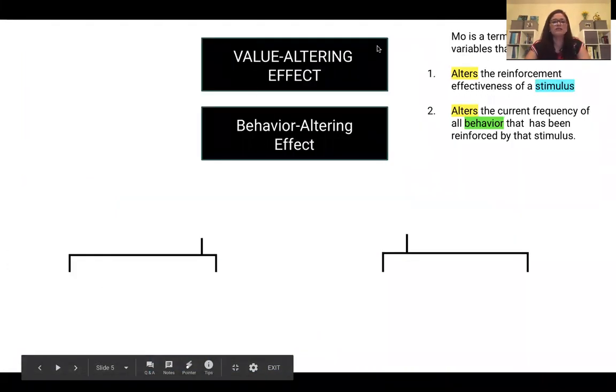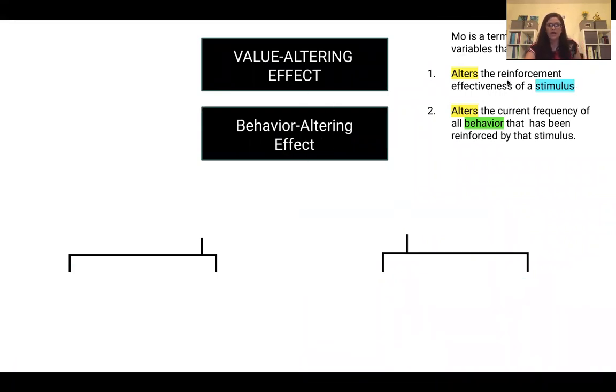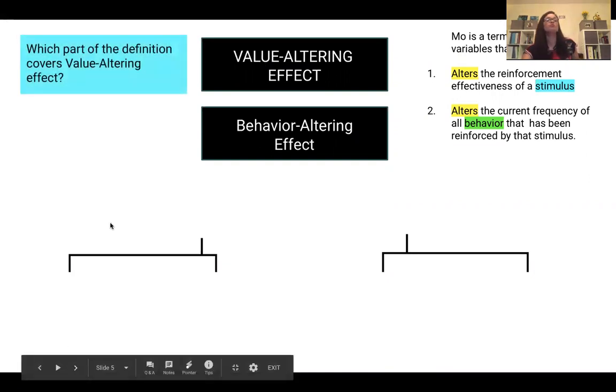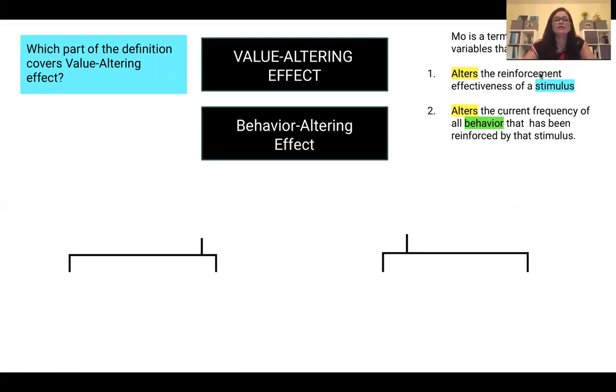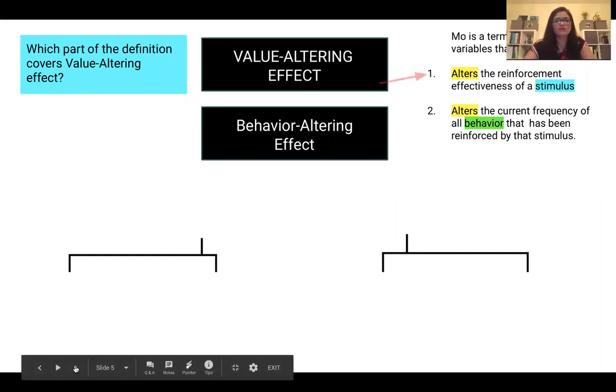Okay, now this is just a refresher. Value altering effect and behavior altering effect. And here we still have the same definition for the umbrella, which is the MO. So let me ask you the question. Which part of the definition covers value altering effect? Again, is it alters the reinforcement effectiveness of a stimulus, or alters the current frequency of behavior that has been reinforced by that stimulus? Alters the reinforcement effectiveness of a stimulus. Yes, thank you so much.